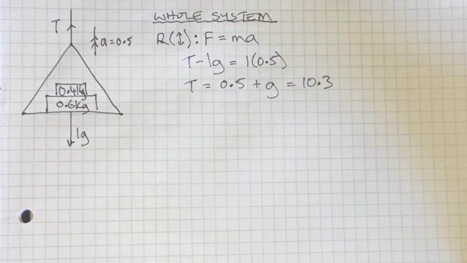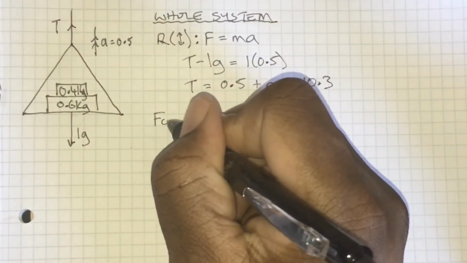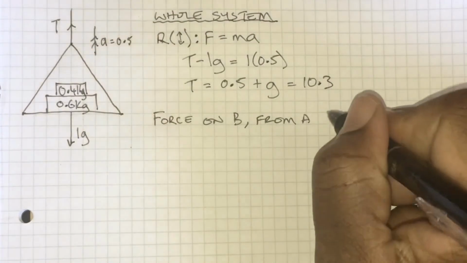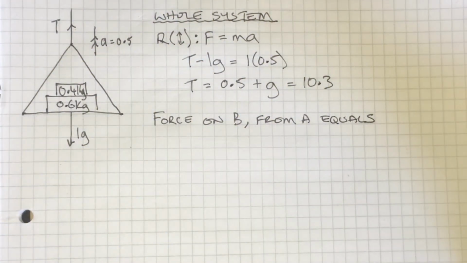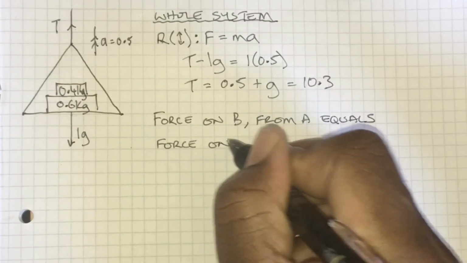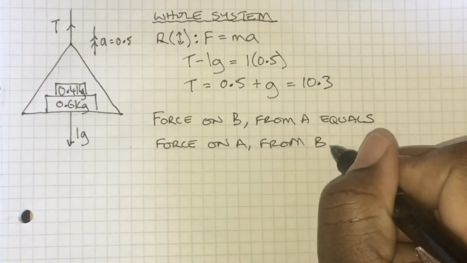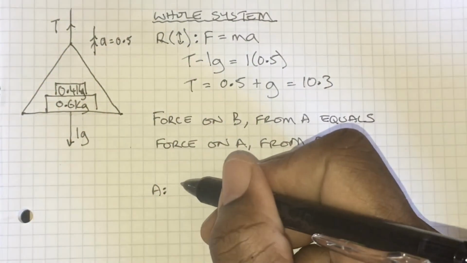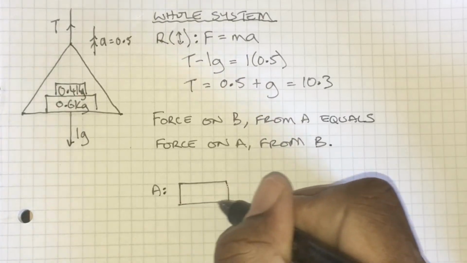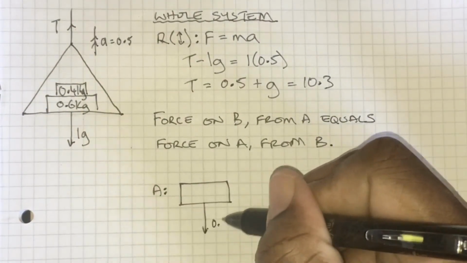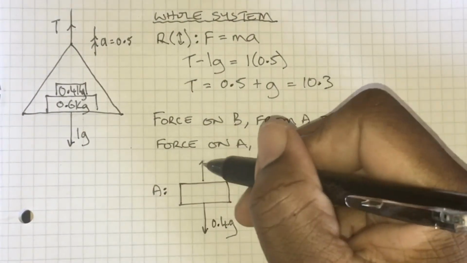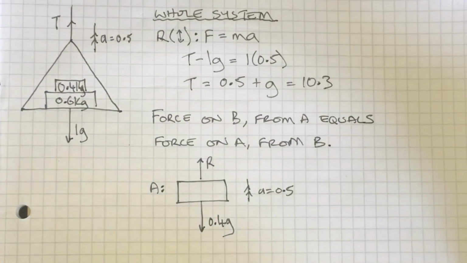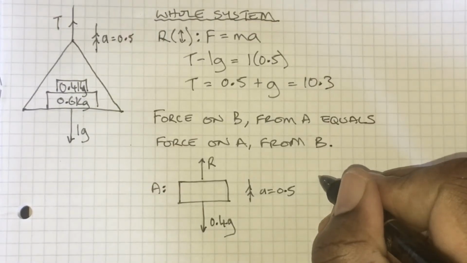which I can rearrange to find a tension of 10.3. In the next part of the question, we were asked to find the force exerted on B by A. And as I've described before, the force on B by A is the same as the force on A by B. So we can go ahead and just model particle A and all of the forces acting on it. All right, so just a quick diagram. A has its own weight, 0.4g, and this resistive force, that's going to be the answer to the question. It's the force on B from A, and it's the force on A from B.